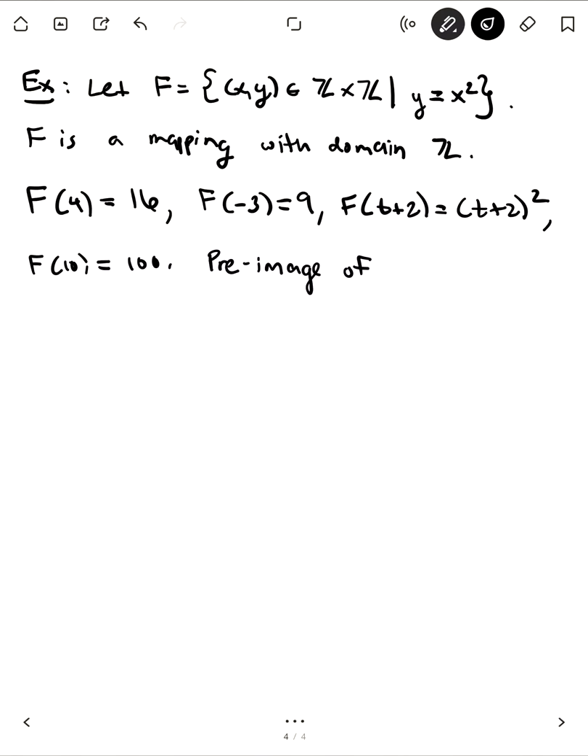The preimage of 25 is both 5 and minus 5, because we have to think of it in terms of the integers.